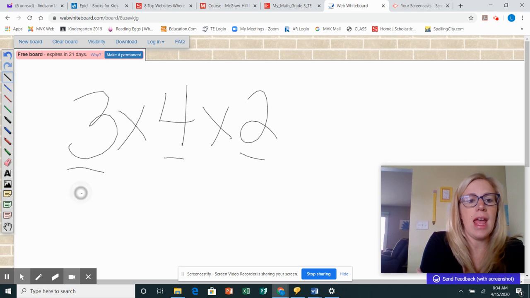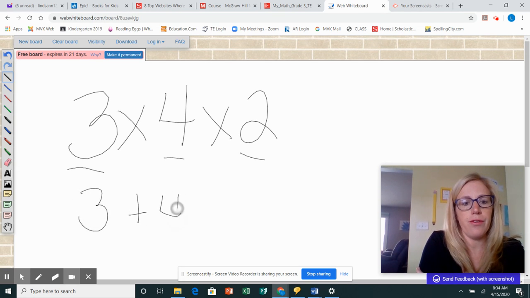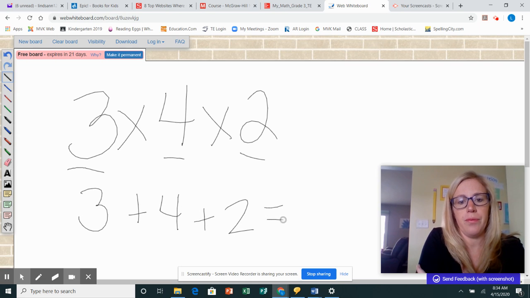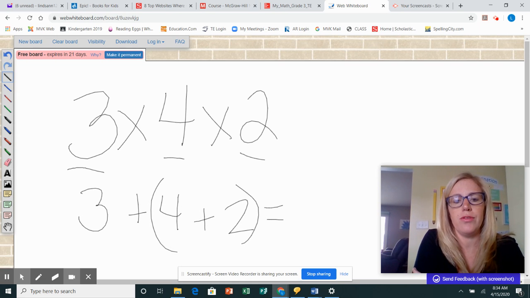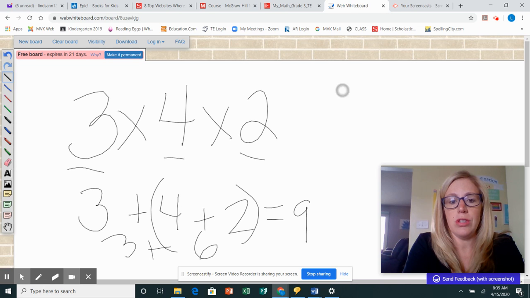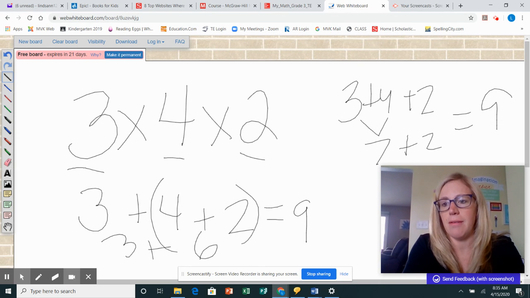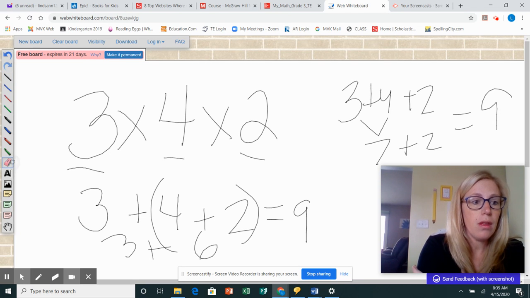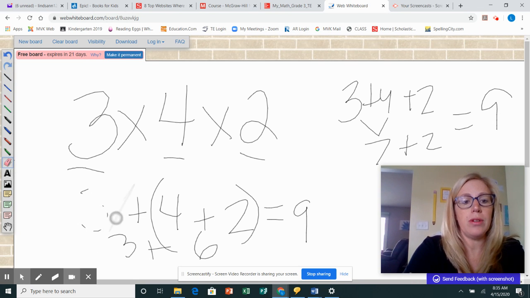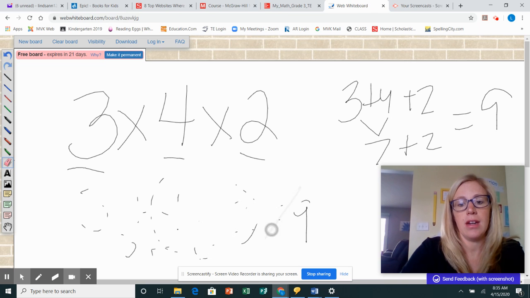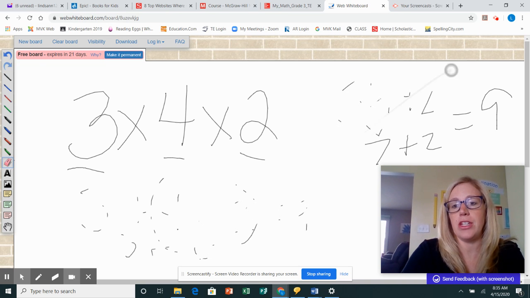Same way, if I was to add 3 plus 4 plus 2, I'm going to do 4 plus 2 first. That gets me 6, then I'm going to add the 3 and I get 9. Or I can do 3 plus 4 first. That gets me to 7. Then I can add 2, gets me 9. Okay, that's the associative property. We've done that before. The same rule applies for multiplication.